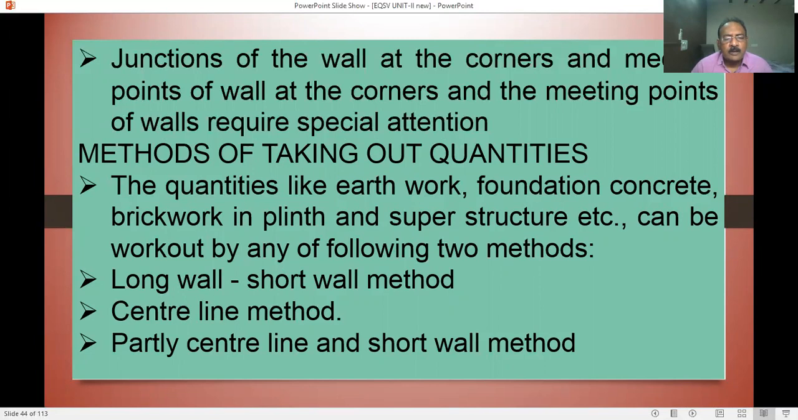So there you can do partly centerline and short wall method. Sometimes you can use this one, but mainly we will do problems on long wall, short wall or separate wall method, and the second one is centerline method. In very rare cases we will consider partially centerline and partially long wall, short wall methods.